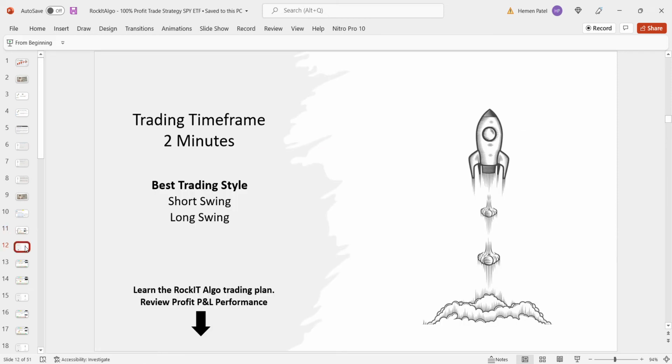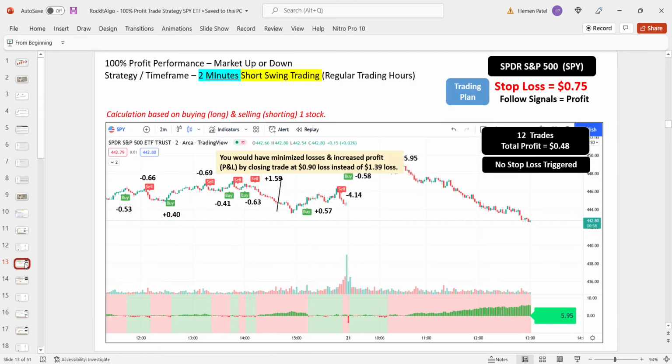So really quickly, let's go to trading time 2 minutes. Usually we do short swing, long swing. That's the best. You can see here 12 trades, total profit 48 cents, no stop loss triggered. The stop loss is 0.75 here. You can see we never exceeded the negative amount of 0.75 across any of these signals here. So we just went signal to signal without executing a stop loss, and we hit 48 cents profit.